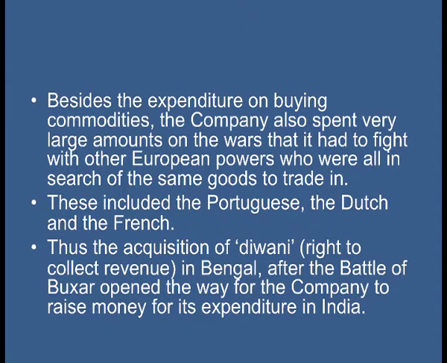Besides the expenditure on buying commodities, the company also spent very large amounts on the wars that it had to fight with other European powers who were all in search of the same goods to trade in. These included the Portuguese, the Dutch and the French. Thus, the acquisition of Diwani, that is, the right to collect revenue in Bengal after the Battle of Buxar, opened the way for the company to raise money for its expenditure in India.